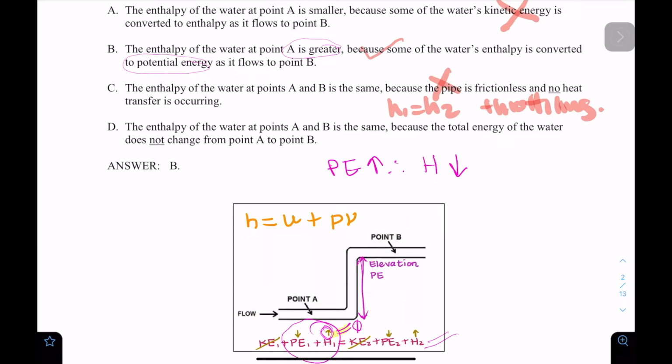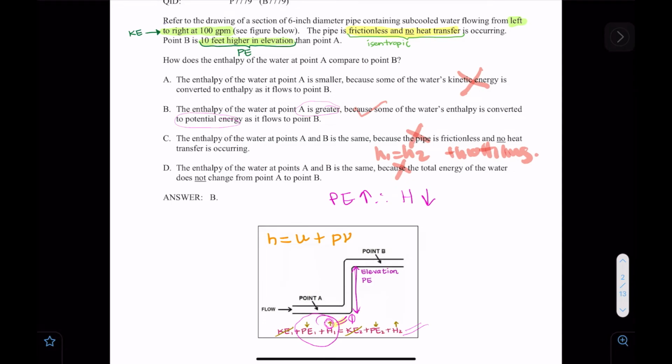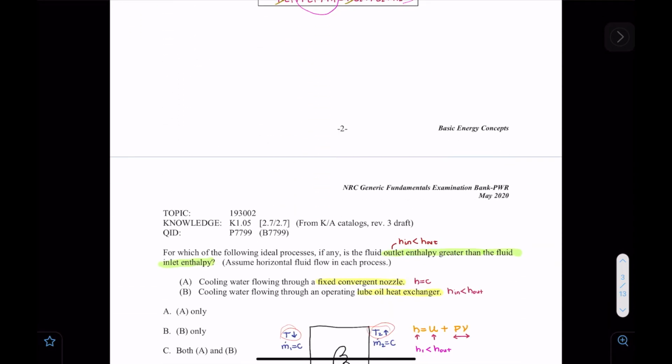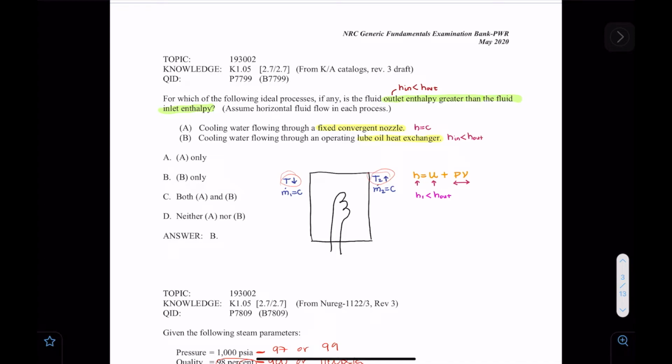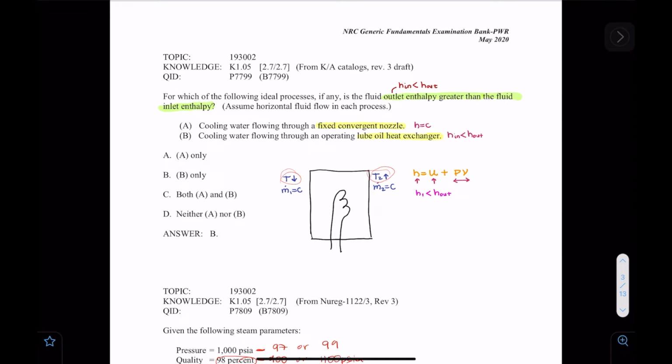So now D says the enthalpy of the water at point A and B is the same. Well, we already determined that that's not true, right? And it says because the total energy of the water does not change from point A to B. Even though that's true, we know the statement about the enthalpy at point A and B is not true. And that's how we can analyze and answer a question like this. So now let's go to the next one. The next one is going to be about a convergent nozzle, and we're also going to be talking about a heat exchanger.